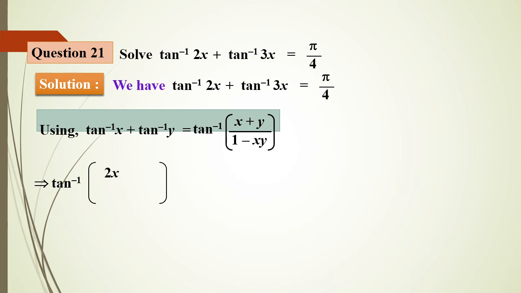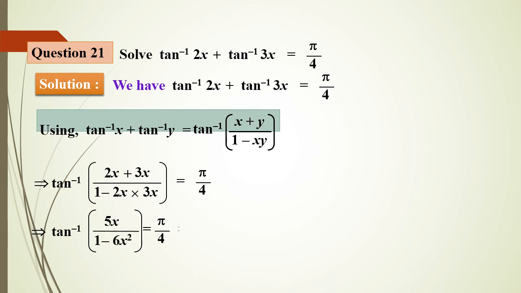Now tan inverse of 2x plus 3x divided by 1 minus 2x into 3x. This is equal to pi by 4. So now 2x plus 3x is 5x divided by 1 minus, 2 3s are 6, x into x is x square. Okay. Next, this is equal to 5x divided by 1 minus 6x square. You write as it is. Tan inverse, after taking to the right hand side, it will be tan pi by 4. Tan pi by 4 in the sense how much it is? 1. So 5x divided by 1 minus 6x square equal to 1.